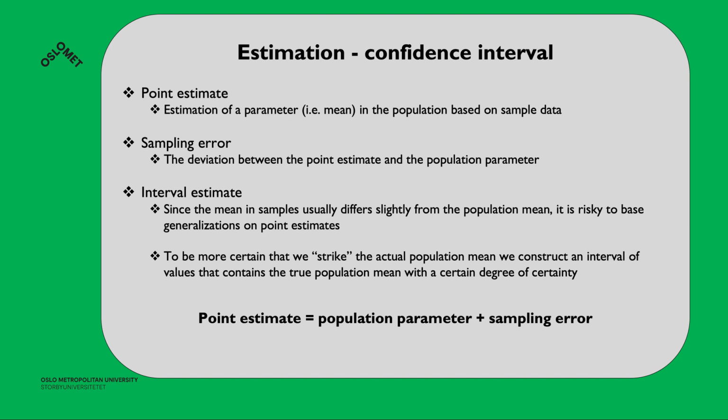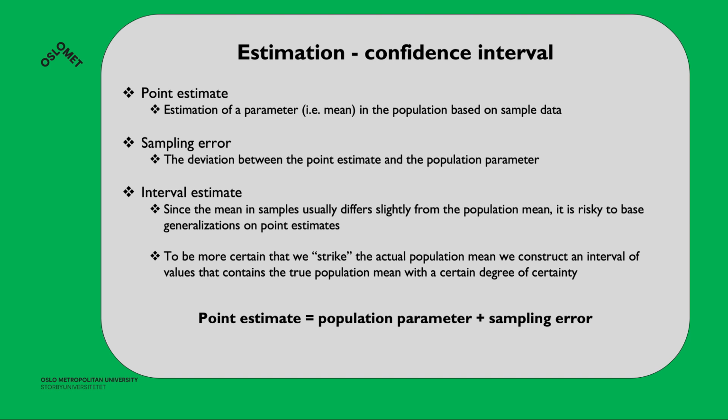A point estimate is an estimation of a parameter, a mean in the population, based on sample data, and given the fact that we have sampling error, there will always be a deviation between the point estimate and the population parameter. So there will always be a deviation between our estimate based on our sample and the true population parameter, which we don't know. We just have a sample to estimate this population parameter. And since the mean in samples usually differs slightly from the population mean, it's risky to base generalizations on point estimates.